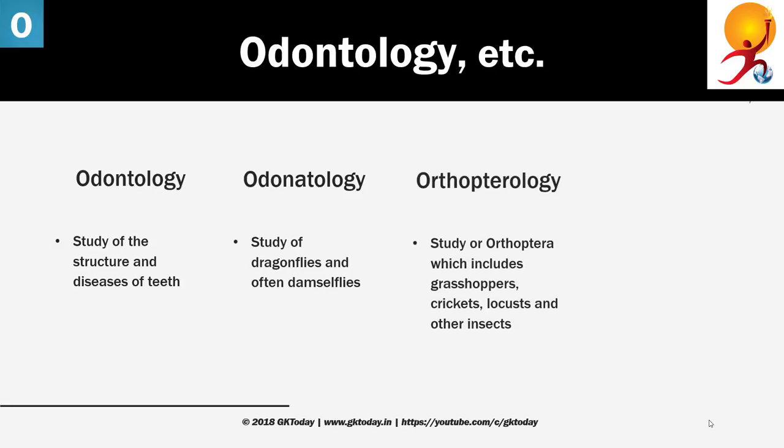Orthopterology is the study of Orthoptera, which is a group of species containing grasshoppers, crickets, locusts, and other insects. Ophiology is the study of snakes. It is also a branch of zoology.